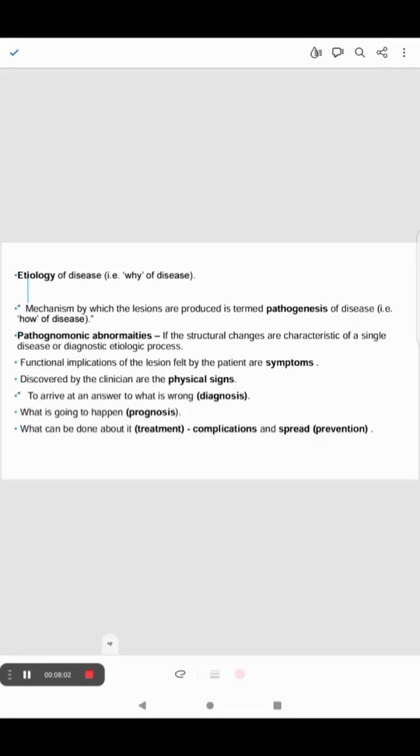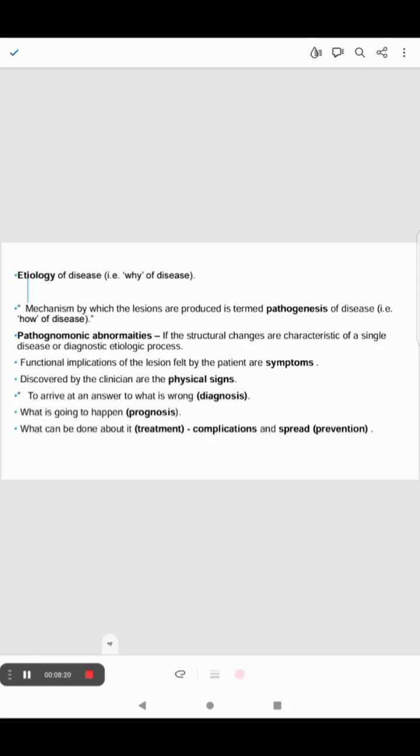What is happening to the patient? We ask how the prognosis of the patient is. That is, if we give this treatment, how the patient will develop, whether he can improve or not, that is prognosis. And what we do, the intervention whatever we take, is nothing but treatment.